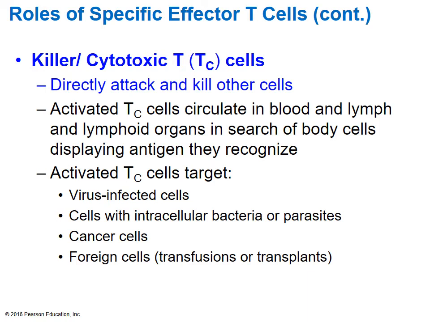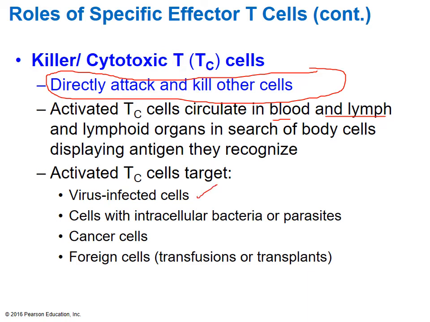Now, your cytotoxic or killer T cells, these are the ones that can directly attack or kill the cells. Once activated, they will circulate through the blood and the lymph. No, it's not a surprise to anybody. And their targets can be a wide range of things. We can have virus-infected cells, cells that have intracellular bacteria or parasites, cancer cells, as well as really any type of foreign cell that might be introduced to the body.